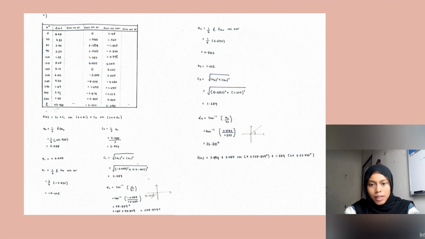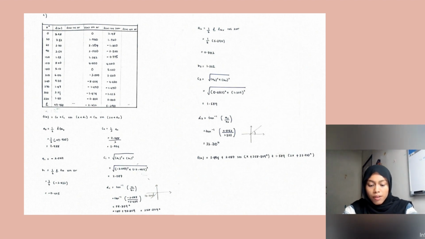From the table that we get, the summation of f(x_r) is replaced into the formula for a0. So the value that we get for a0 is 7.988. After that, we can find the value for c0. The formula is 1 over 2 a0. The a0 value is replaced into the formula, and we get the value for c0 is 3.994. For a1, the value has been given from the question, which is negative 2.047.